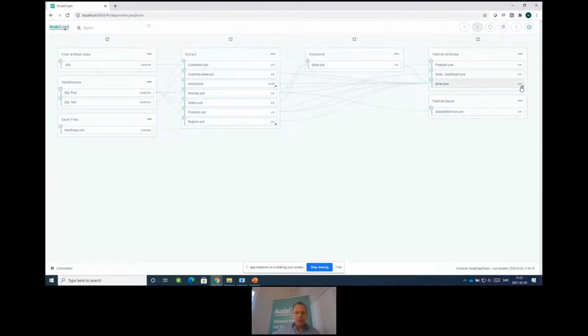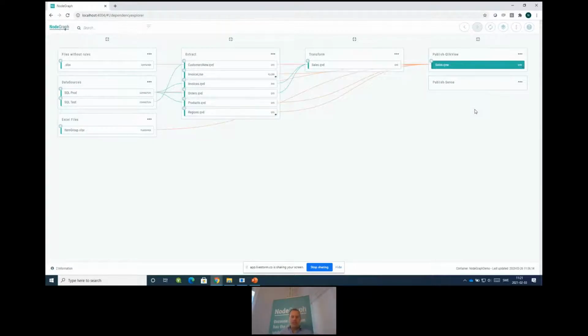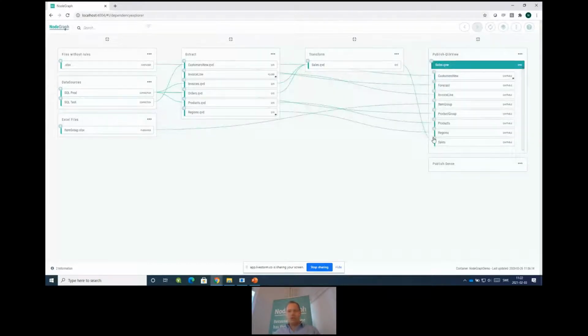So for example, let's say we would like to understand where the data comes from in our sales application. We do a hide-non-related nodes, and we can instantly see how the data is connected and related. One important thing when doing impact analysis and data tracing like this is that it's not enough to have it on an aggregated high level. We need to have it on the lowest granularity. So in NodeGraph, we do it on the field level, meaning all the way down to the lowest granularity.